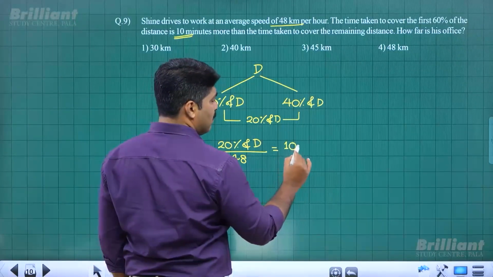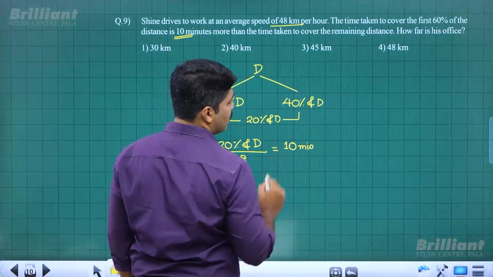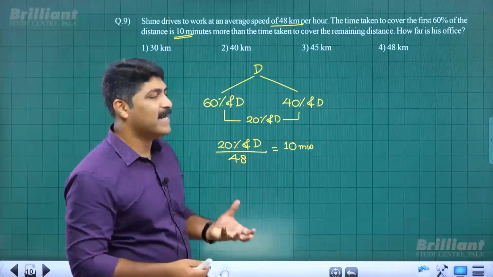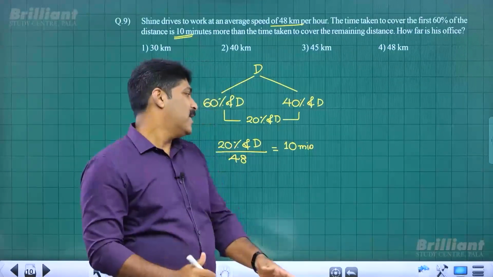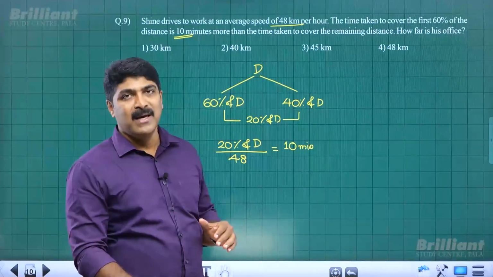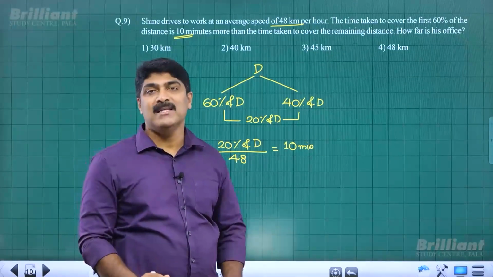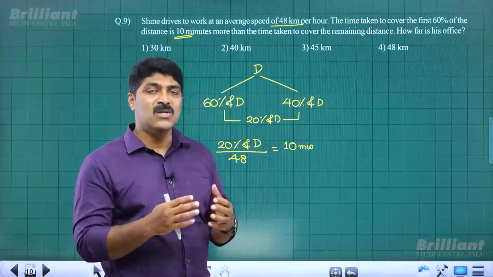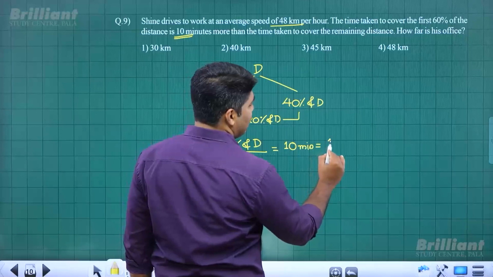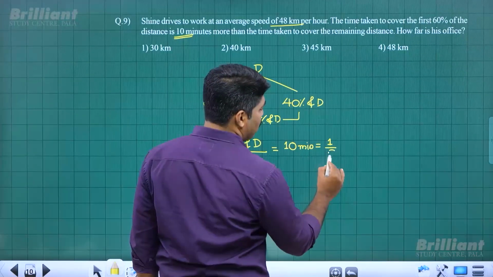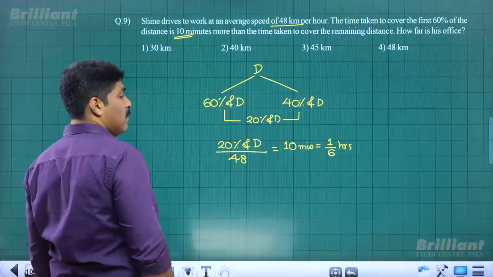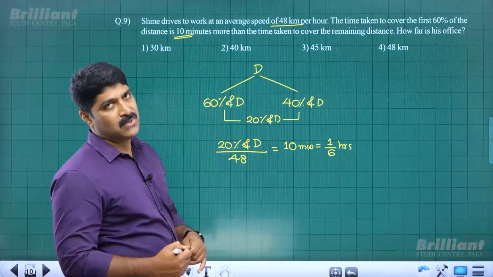10 minutes, but don't forget, here this distance in kilometer, we assume like that, and the speed in kilometer per hour, then what's the conversion required in this time expression? In which way we have to express time in this context? Here, this 10 minutes, we have to express it as hour. How we can write it? 10 minutes, that is 10 by 60 hours or 1 by 6 hours. 1 by 6 hours.